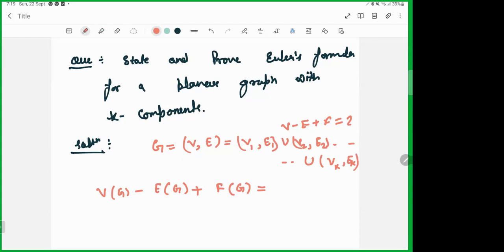Vertices of G is the summation of vertices of Vi, right? So this is summation of vertices of Vi. And what about edges? Edges are also there. Edges in Ei basically. Edges in this Vi comma Ei are the only edges in G. What about faces? Is it also a sum, or something more or something less?